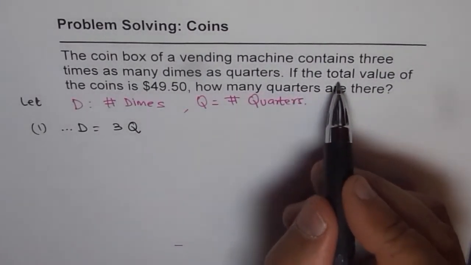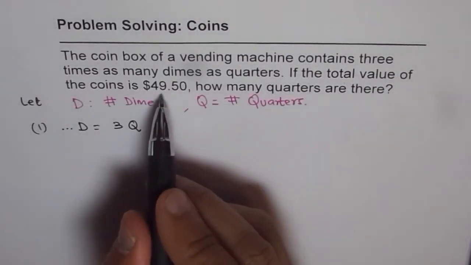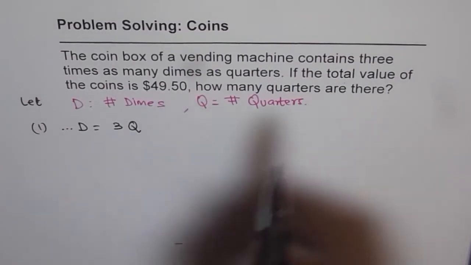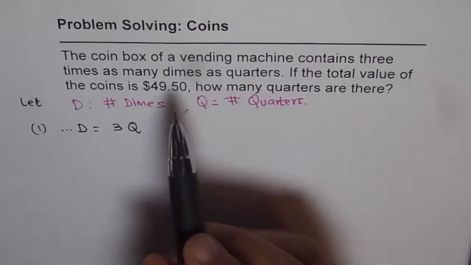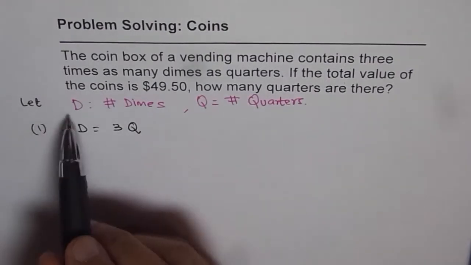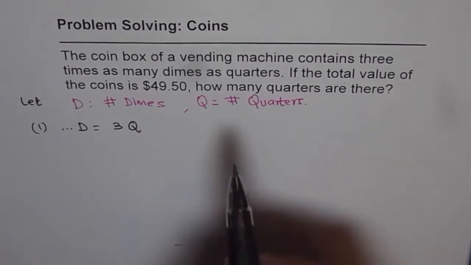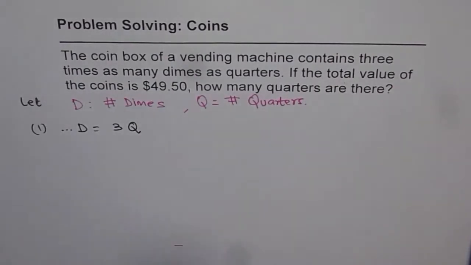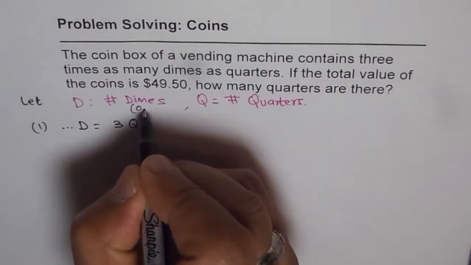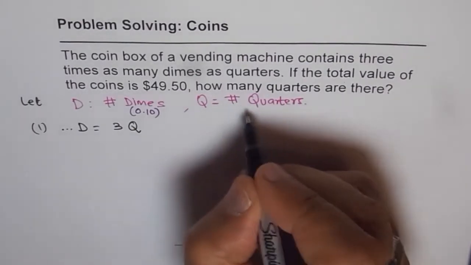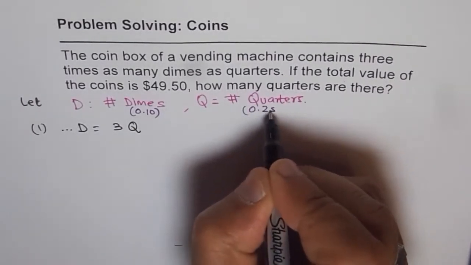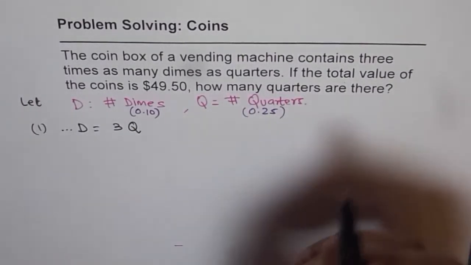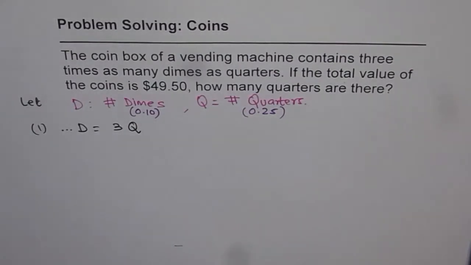If the total value of coins is $49.50, how many quarters are there? Now when you want to find total value, a dime has a value of 10 cents and a quarter is 25 cents each, right? So we know a dime is 10 cents, that means 0.10, and a quarter is 0.25, as far as the dollar value is concerned. Now we'll use this value and get our equation, correct?